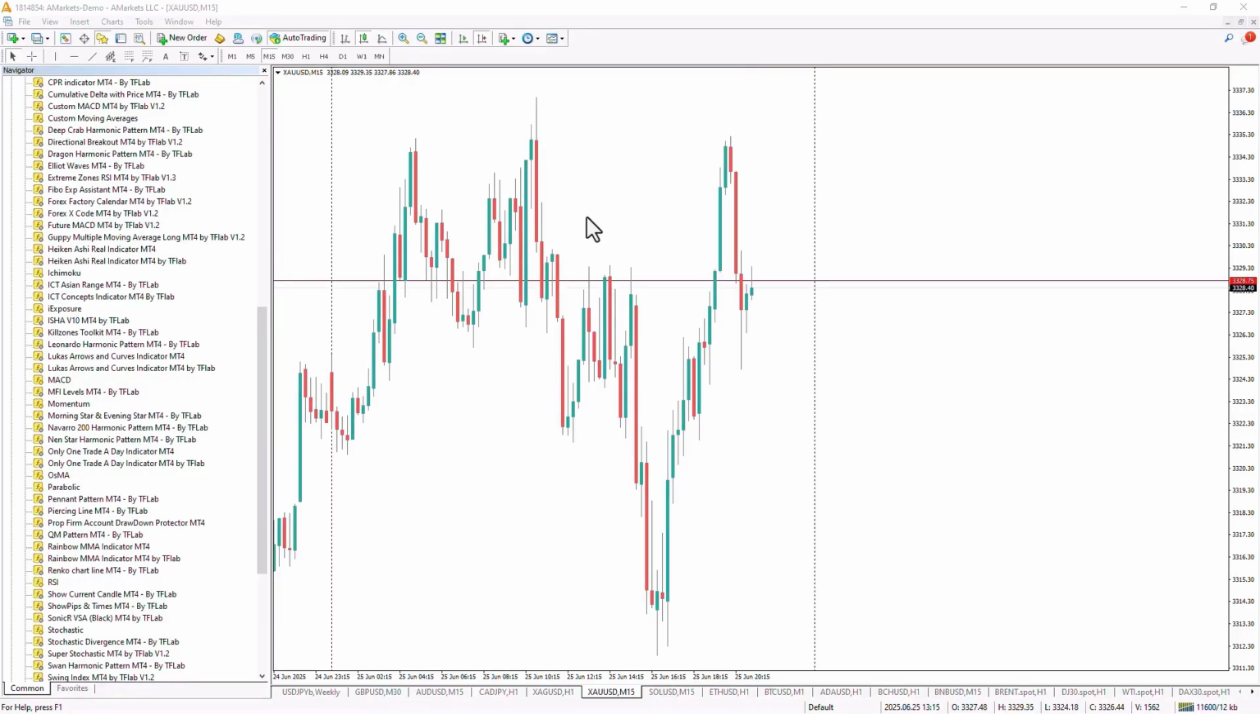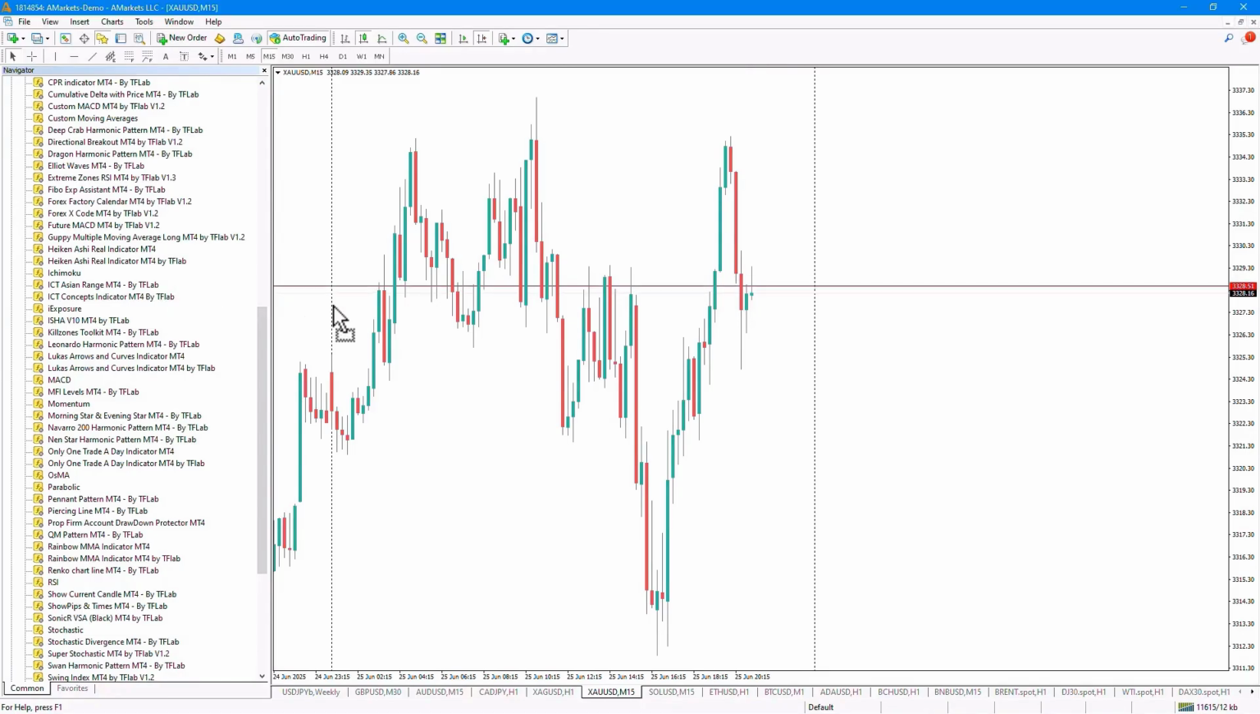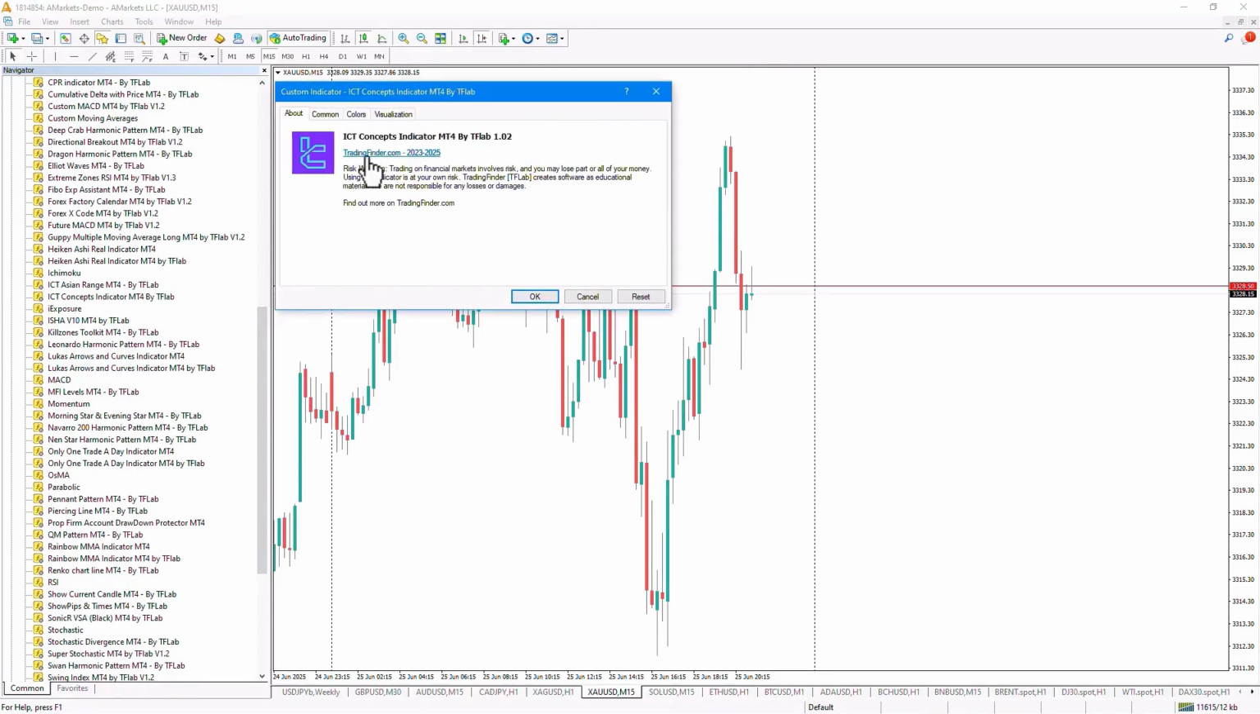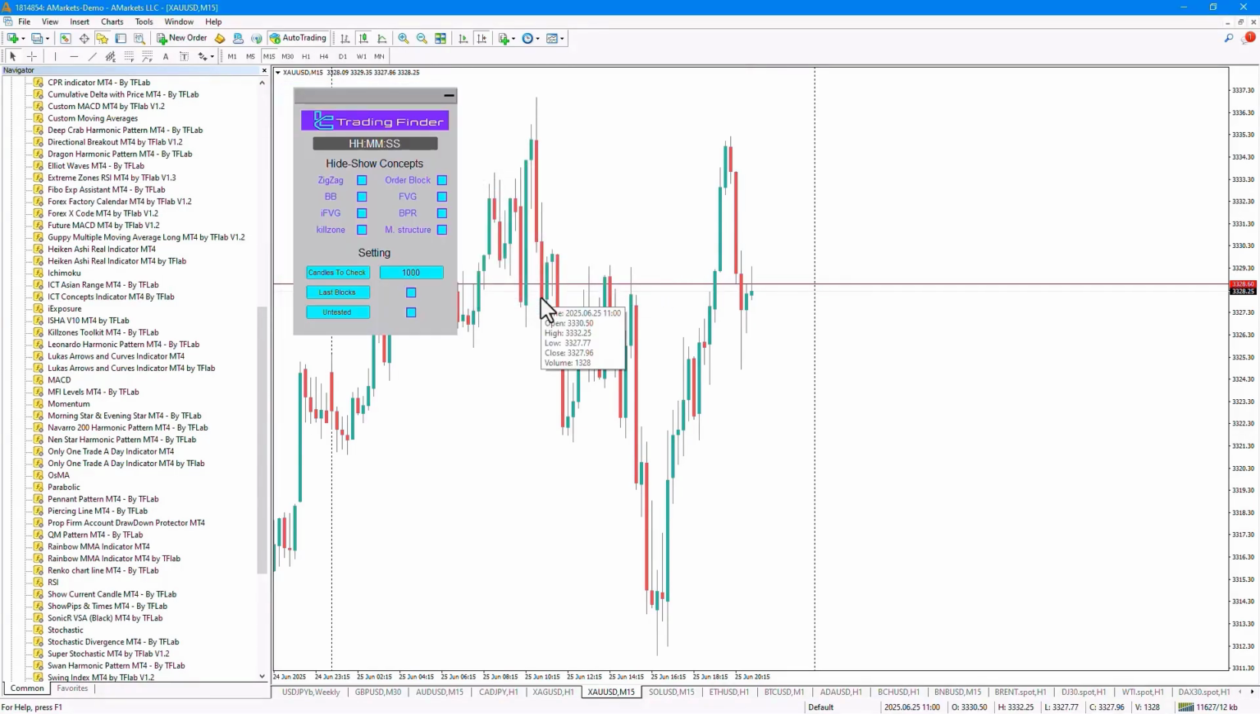From the navigator section, we select the indicator file and run the indicator by dragging the file onto the chart. Once the indicator is loaded onto the chart, a panel appears on the chart where we can enable or disable the various ICT concept statuses. This indicator, by providing various modes and based on ICT concepts, displays trading opportunities for us.